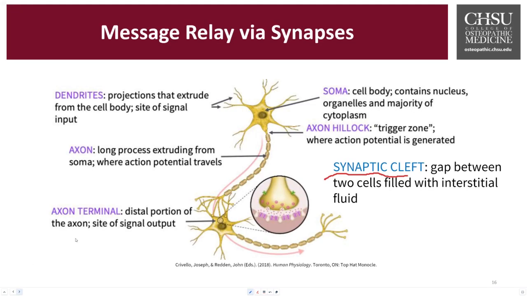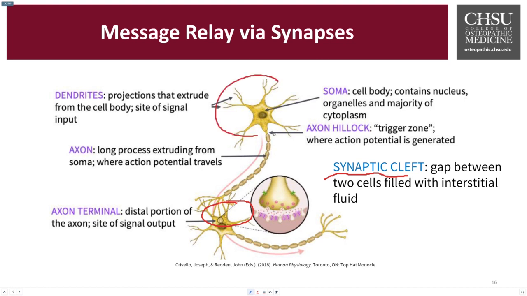The synapse is a specific location where a neuron is functionally connected either to another neuron or to an effector. The synaptic cleft is the gap between the two cells that is filled with interstitial fluid. You can see that in this case, the neurons are very, very close, but they're not actually physically linked together.